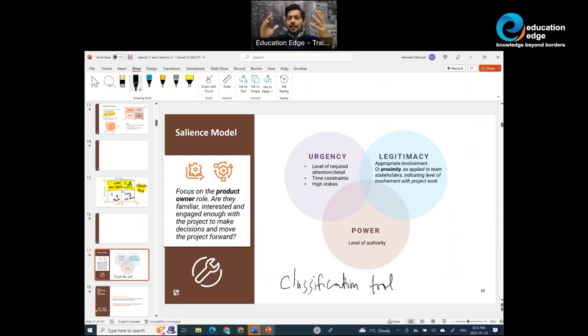Legitimacy talks about the level of involvement with project work. So when you use a salience model, it uses these three different classifications to classify the stakeholders, and it helps you again with engagement. In the exam, there could be a question on the salience model, a classification tool that classifies stakeholders based on power, urgency, and legitimacy. Power is authority. Urgency is the level of attention required in a time-sensitive manner. And legitimacy is proximity, indicating the level of involvement with project work of the stakeholders.